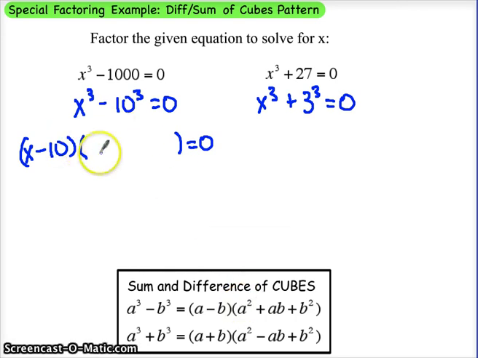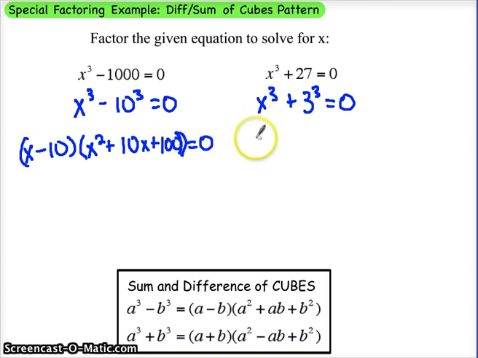So we are going to square our first term though. Then we're going to take x times 10, so we'll just call it 10x. But notice that even though the front was a minus, over here we have a plus in front of that ab term, so this is going to be a positive here. And then finally we've got plus 10 squared, or 100.